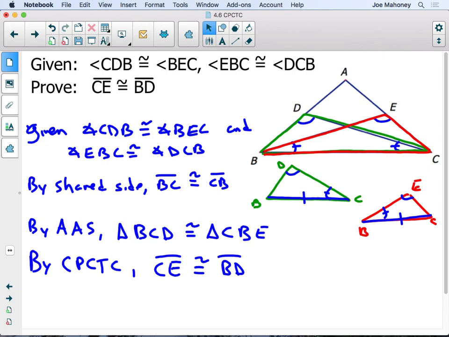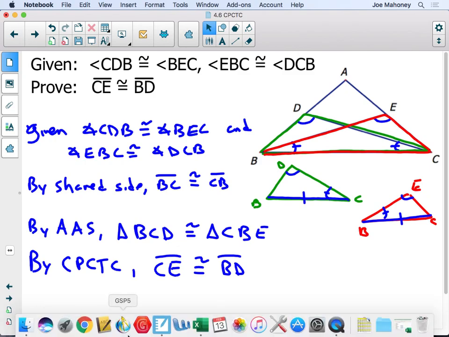So two things here. We want to write up a paragraph style proof, and we also want to use that CPCTC to say why things are congruent. Hope you enjoyed it as much as I did.